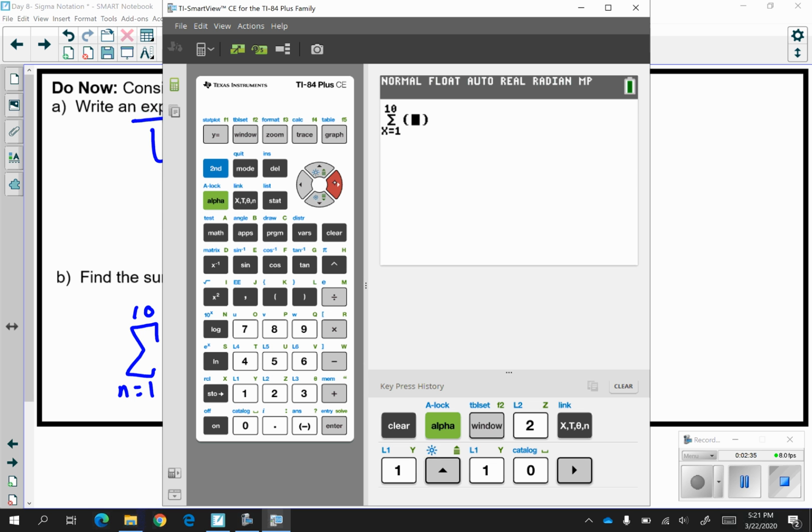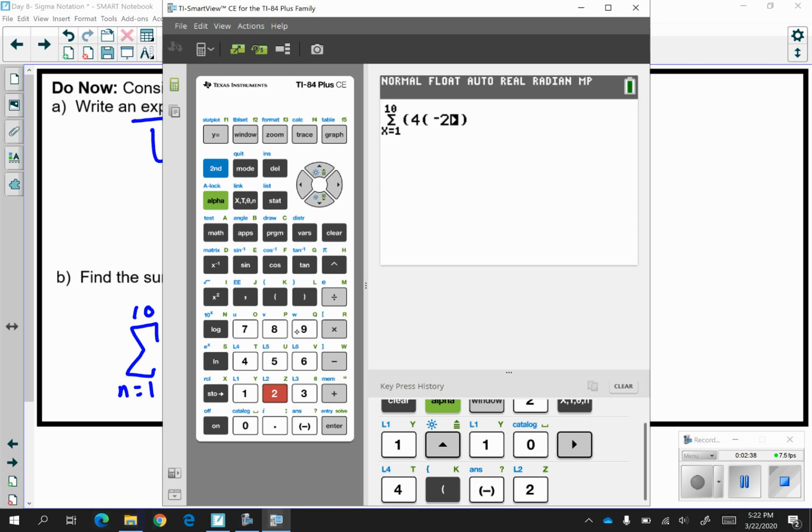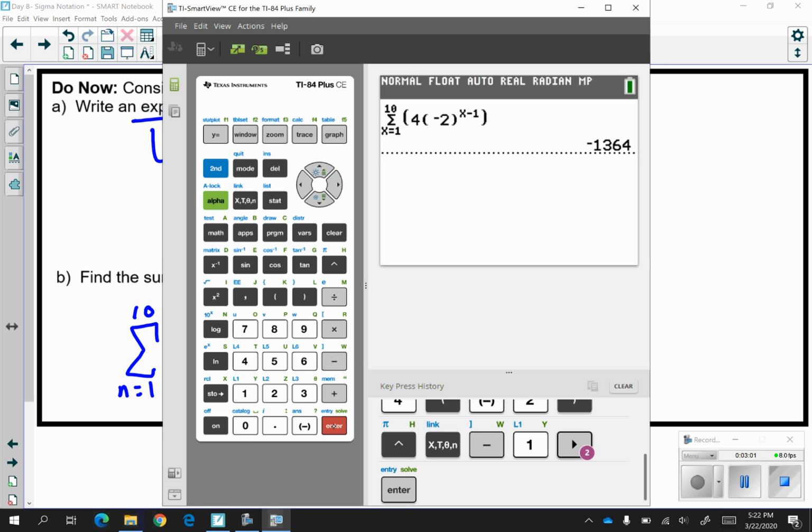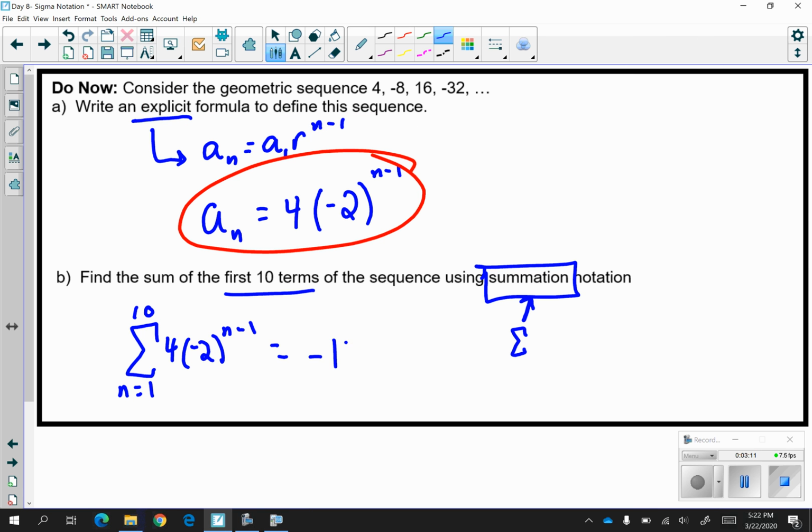And your formula is 4 times -2. Notice how I put the -2 in parentheses. How it looks on your paper, it should be in your calculator. And then to the x minus 1. And notice how everything is inside these 2 big parentheses, right? There's nothing on the outside of it. That's good. That's going to get you the right answer. And we have that the correct answer is -1,364. And there we go. You can always double check your work using the other series formula to help you out.